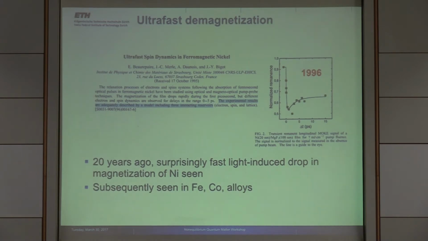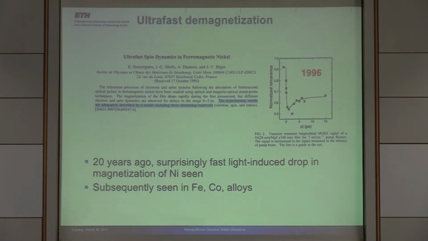So basically this has a fairly long history. This idea of ultrafast demagnetization as a problem for condensed matter physics started about 20 years ago with this paper by Beaurepaire et al. Here, basically, they were looking at ferromagnetic nickel, and they whack it with an intense femtosecond light pulse.